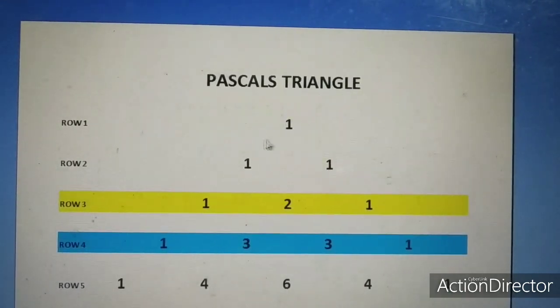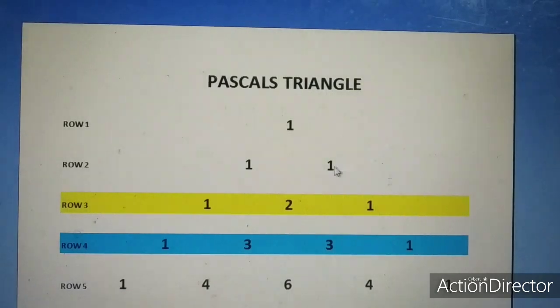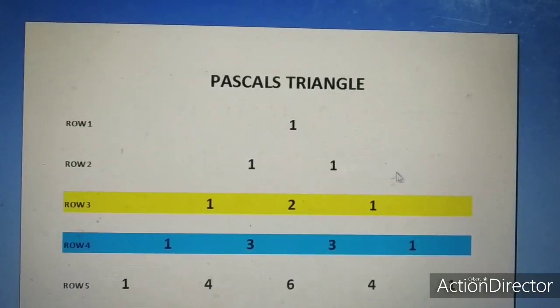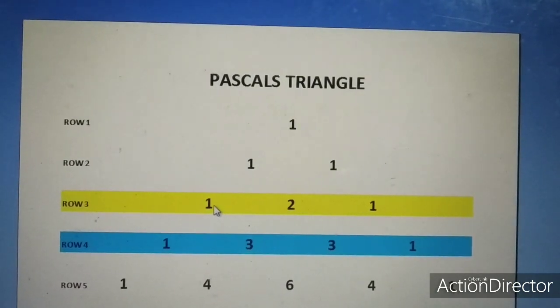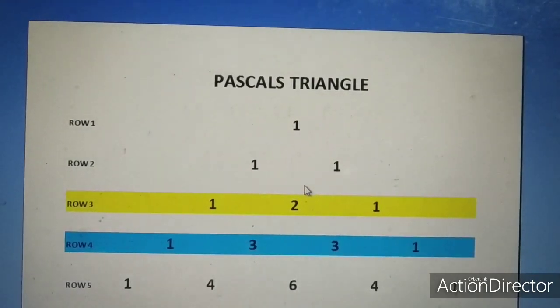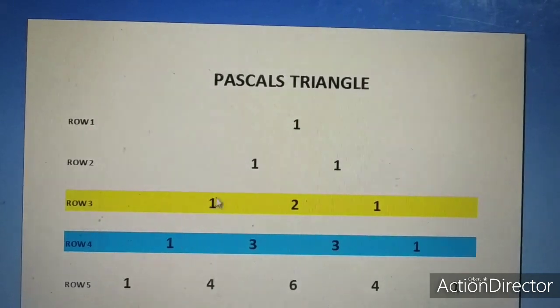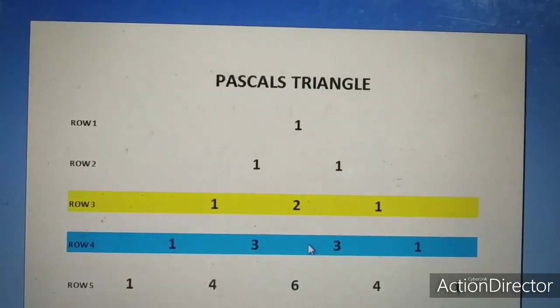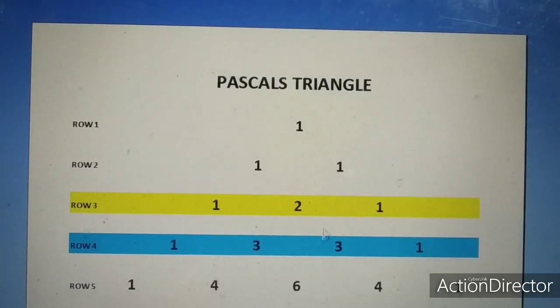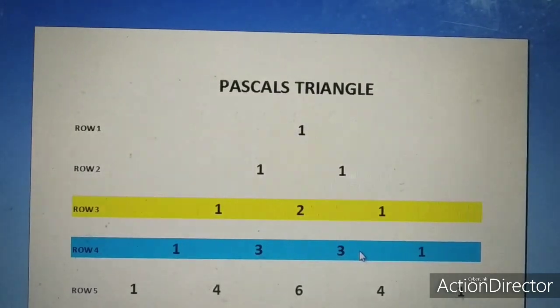So row 1 will have 1. Row 2 will have both the numbers as 1, because we should write only two numbers over here. Considering row 3, first number is 1, last number is 1. How will you get the middle number? 1 plus 1 is equal to 2. Row 4, first number is 1, last number is 1, middle numbers are 1 plus 2 is 3 and 2 plus 1 is also equal to 3 over here.